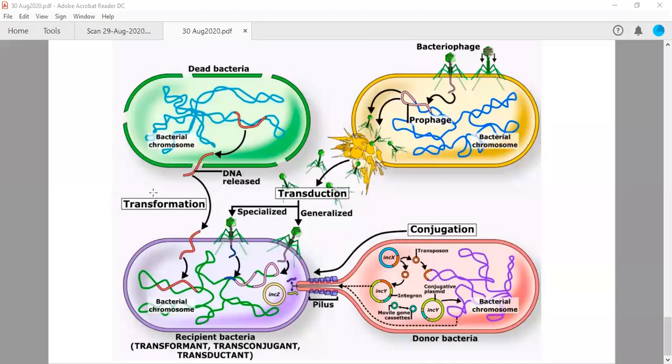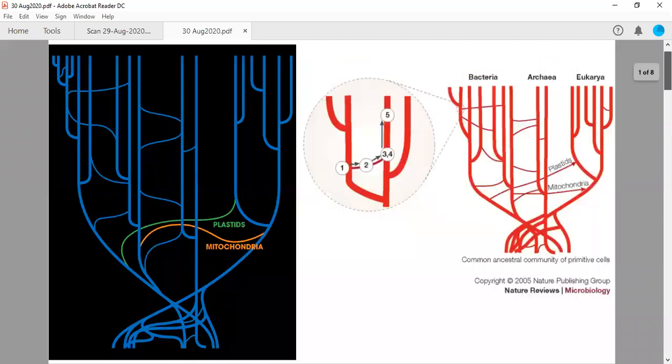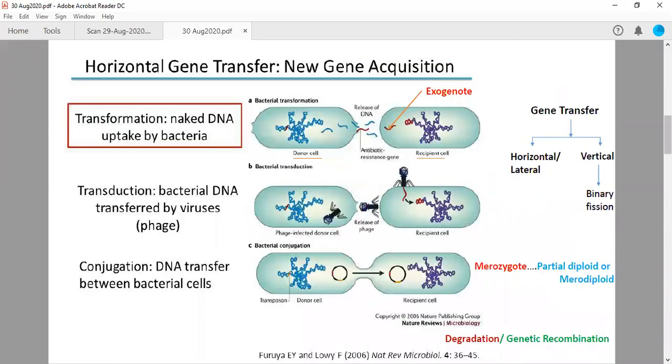Yesterday we discussed transformation, and if you remember from the last discussion, transduction. Okay, so this is here. There are three ways of horizontal gene transfer: transformation, transduction, and conjugation. We are left with these two. We have already covered transformation.